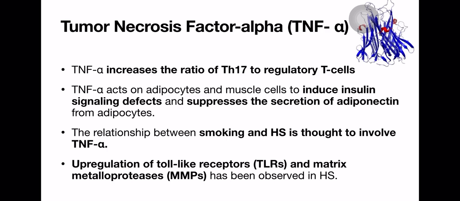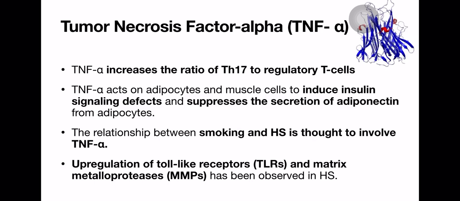TNF-alpha is secreted by both the innate and adaptive immune cells and is elevated in inflammatory diseases including rheumatoid arthritis, inflammatory bowel disease, and psoriasis. But it is significantly increased in HS patients compared to healthy controls and psoriasis patients, and TNF-alpha levels increase with increasing severity. So, the role of TNF-alpha is multifactorial.